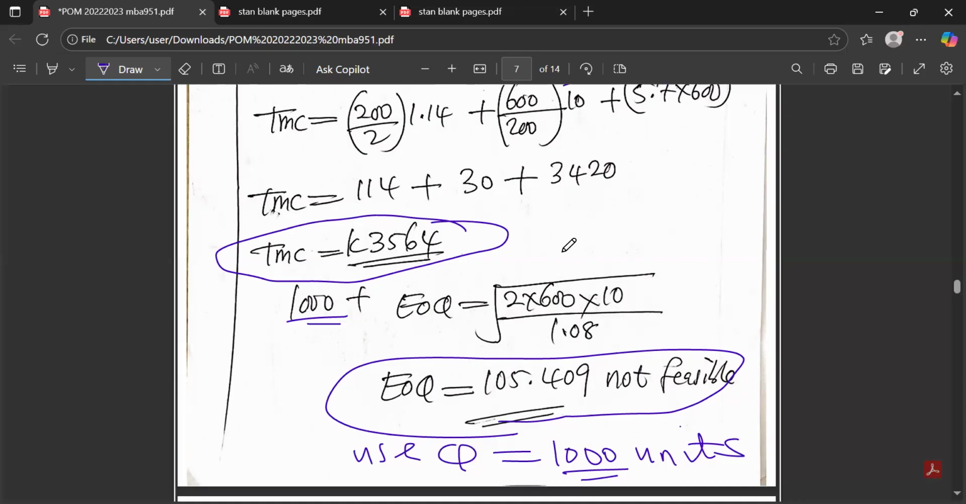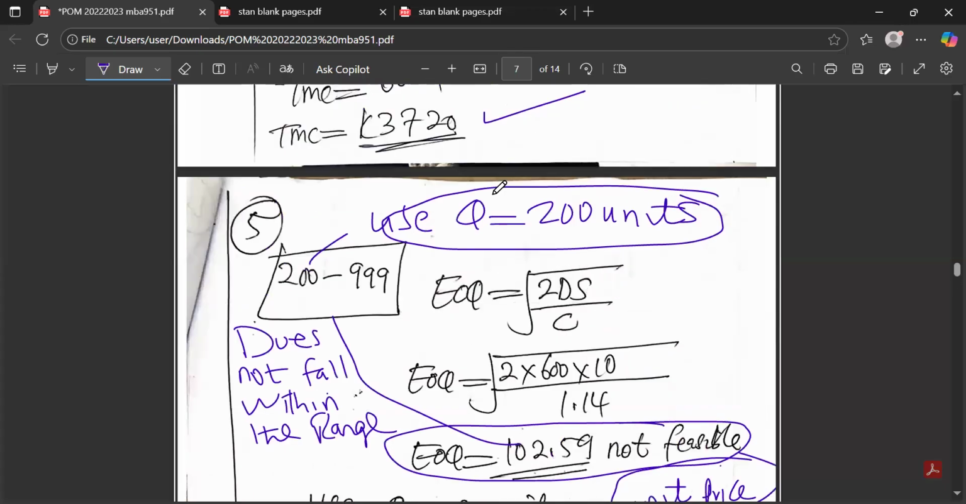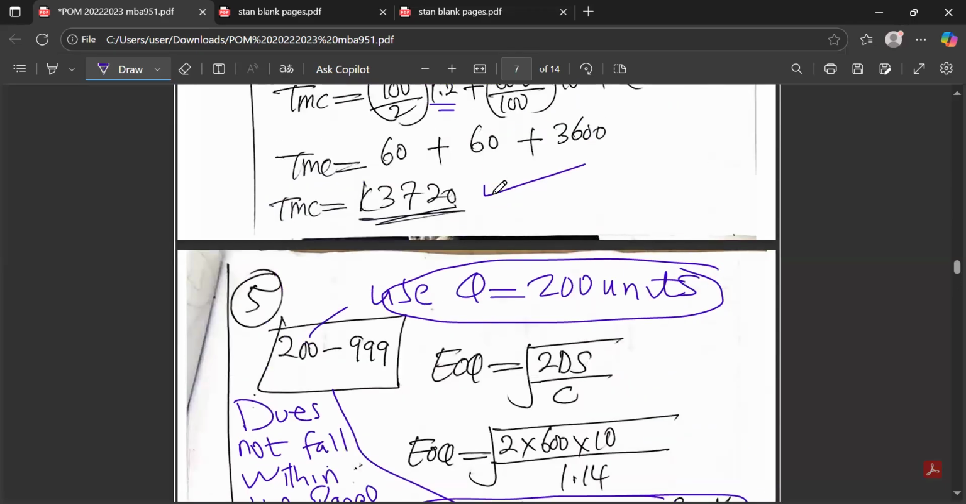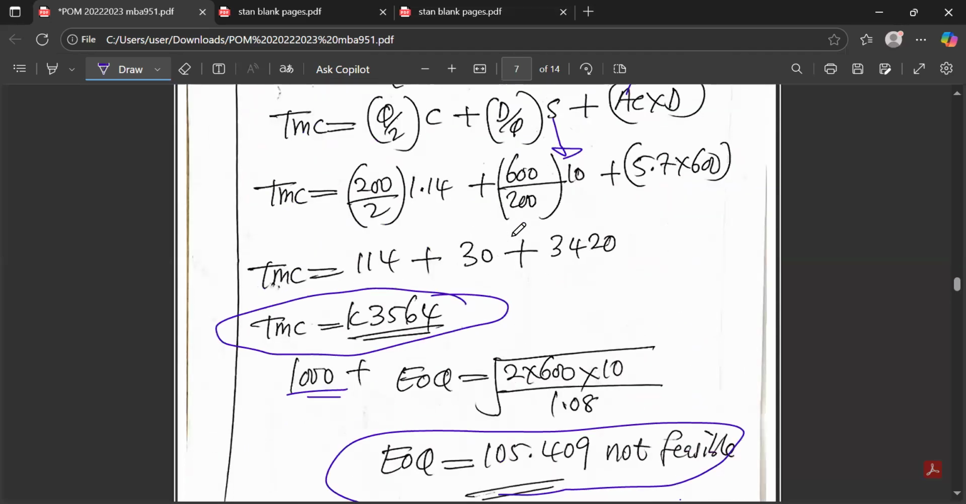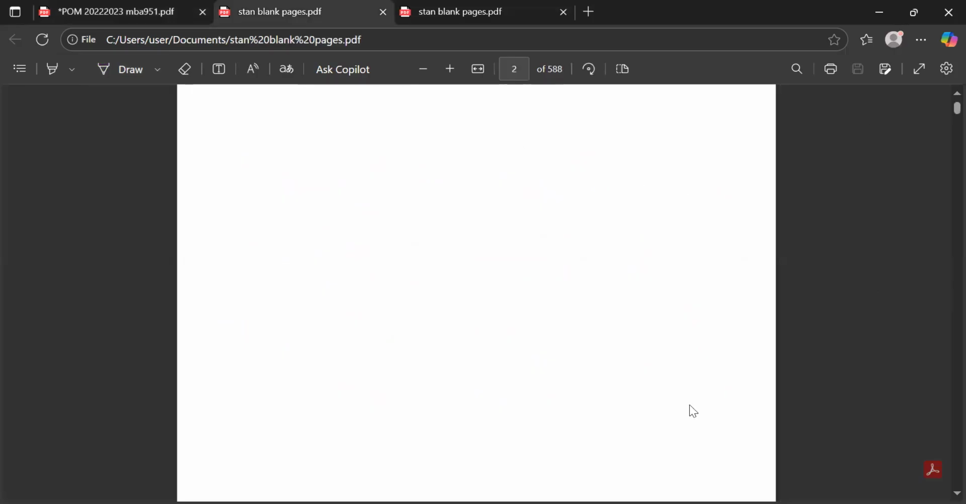The first order, for 100 units, we have 3,720. 3,720 for 100. 200 is 3,564. Then 1,000 is actually 3,786.